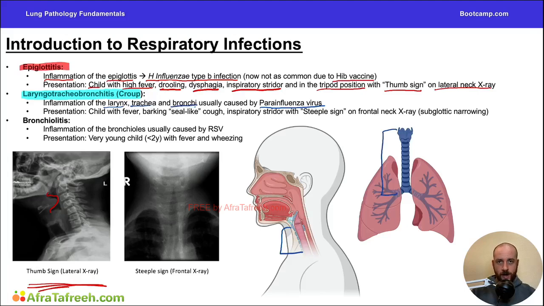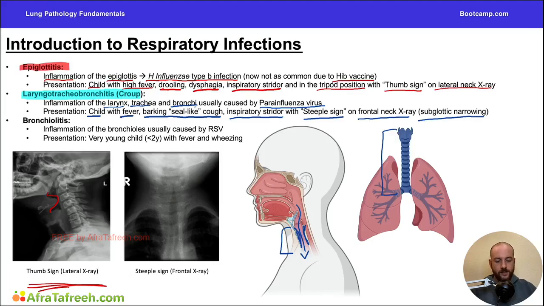Laryngotracheobronchitis classically presents as a child with fever and a barking seal-like cough. This is a fairly specific description of the cough for this condition. This condition also has inspiratory stridor, and that's because these upper airways here are inflamed and narrowed, and so as air makes its way through this narrowed passageway, it's going to make a very loud, harsh sound heard as inspiratory stridor. And lastly, because of the subglottic narrowing, on frontal neck x-ray, we can see something called the steeple sign. If we take a look at this x-ray right here, we can see that there's a bit of a steeple which represents subglottic narrowing.